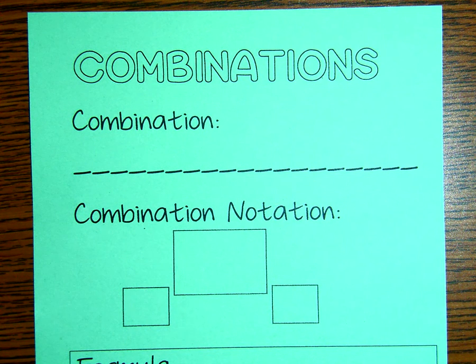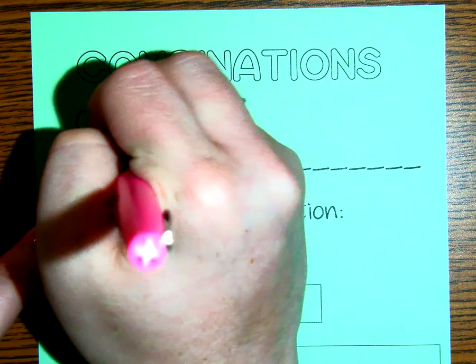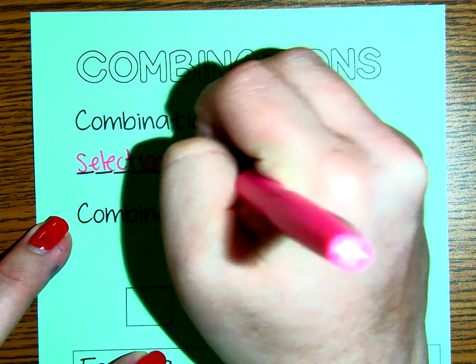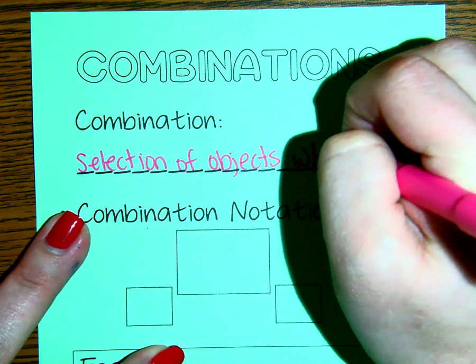Today we are going to be talking about something called a combination. Combination and permutation are very closely related. But if you think back to when we were talking about permutations, a permutation is a specific order, okay? So when I'm talking about a combination, I'm talking about a selection of objects without a specific order.